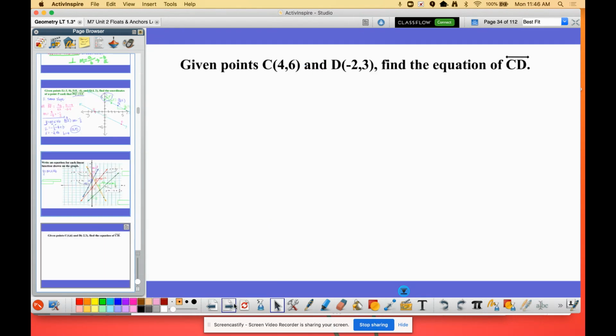So now with this problem, it's telling us we have the points 4, 6, and -2, 3, and to find the equation of this line. So ultimately, we are going to use y equals mx plus b. And so to find the equation, we first have to find our slope. Remember, change in y over change in x.